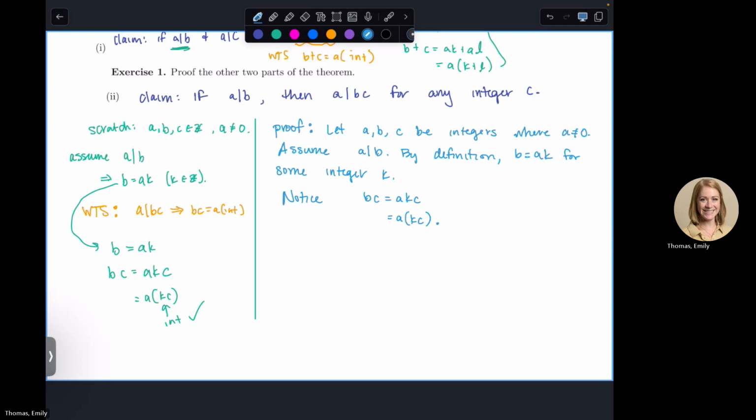Now, KC is an integer. Therefore, A divides BC, since BC equals AKC. A divides BC, you're done. That's just it, good, done.